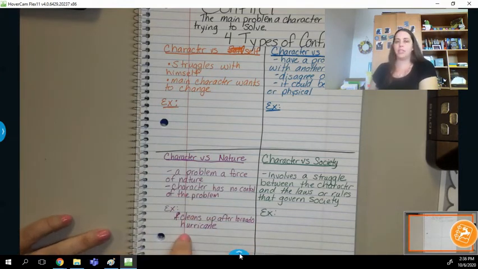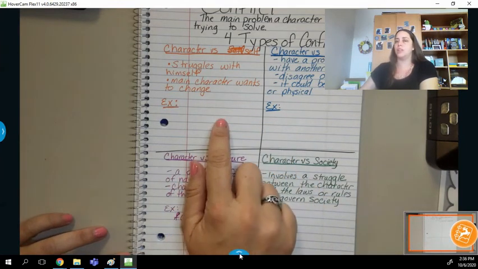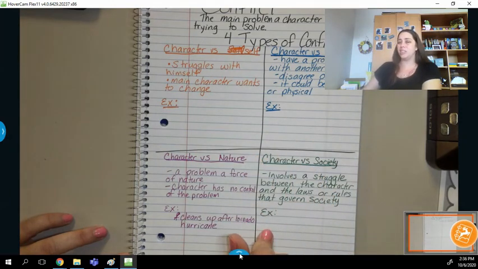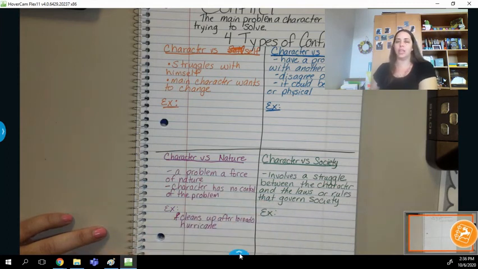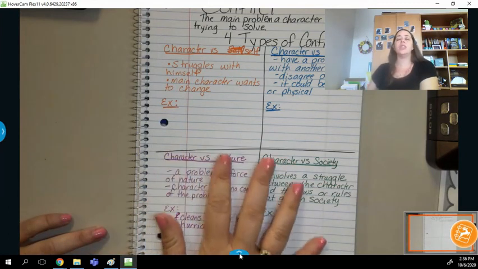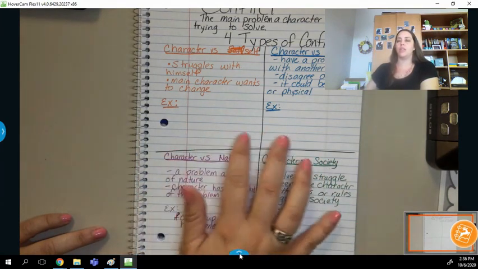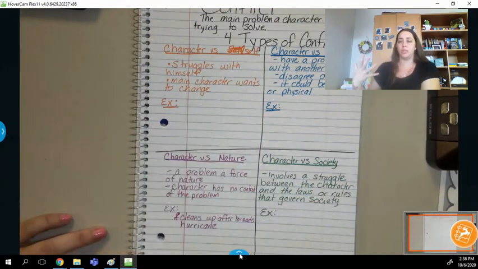You have a couple of examples for character versus nature, but you need to be thinking of examples for character versus self, character versus character, and character versus society that you can share with your class and your teacher whenever you come to class next. And you can choose any book, but I would really suggest that you focus on and think about Among the Hidden for these extra examples so that you can come up with some ideas there.